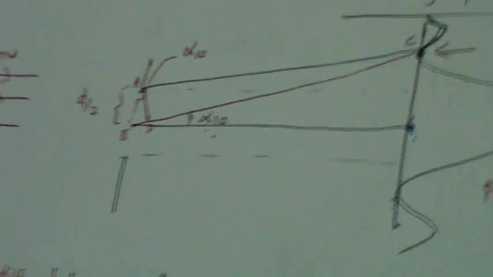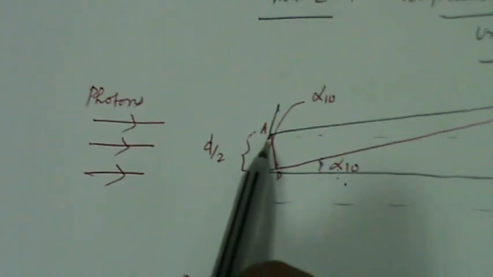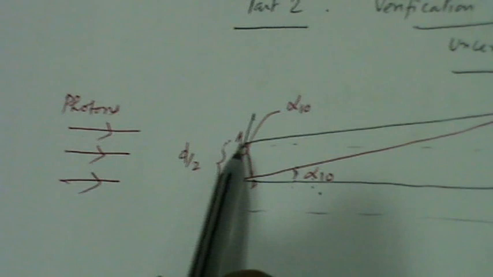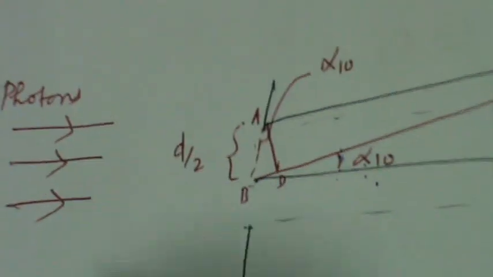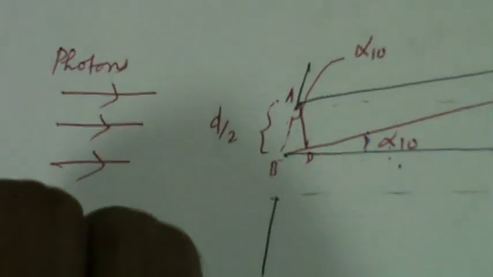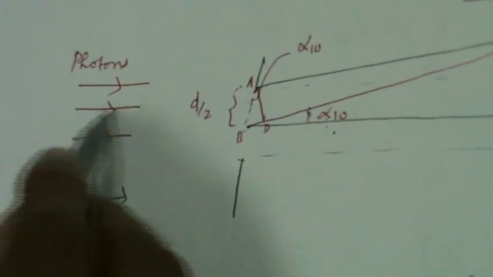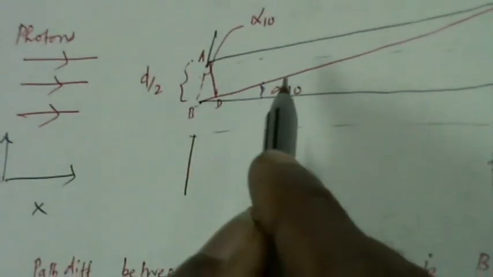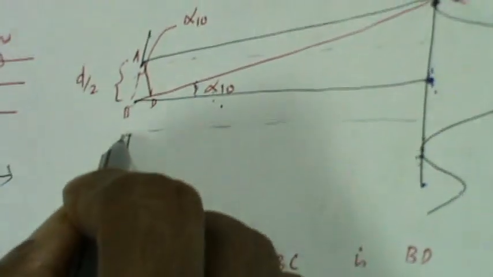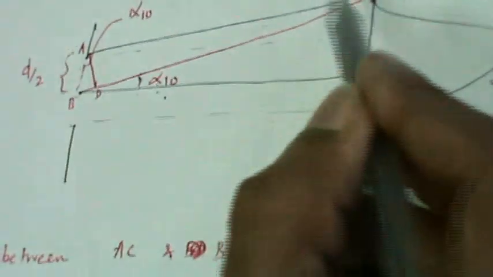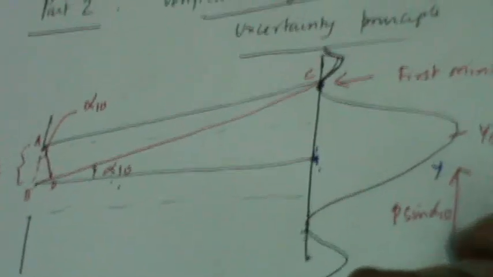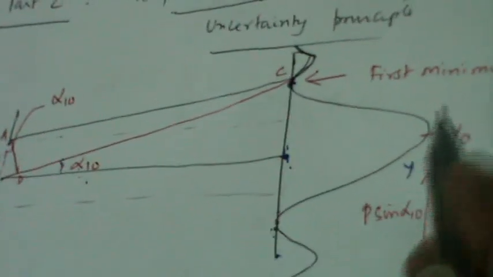So here before the photons reach these openings, the slit, they have momentum only in one direction. If I represent this to be the x direction, this to be the y direction, all photons will be moving along x direction. Once they reach this slit of width d, what happens is that they exhibit a component of momentum along y direction.